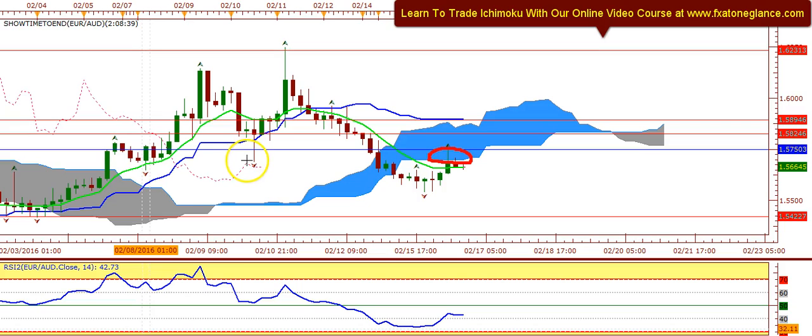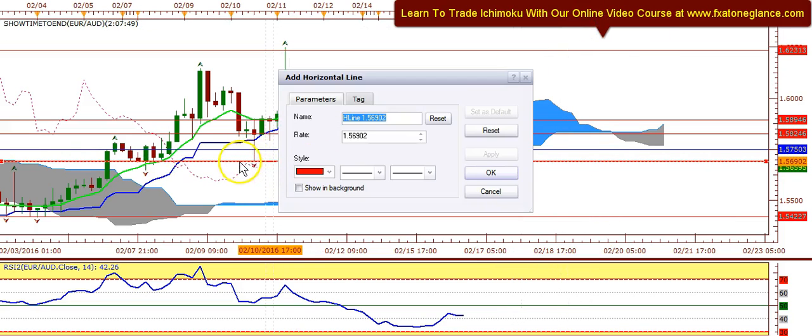It's rejecting my fractal level right here. If I put a line there, you will see that the fractal level lines right up with the price as price is rejecting that level, and it also lines up with the cloud. Alright, so let's put that fractal level on the chart. I can't grab my, there we go.